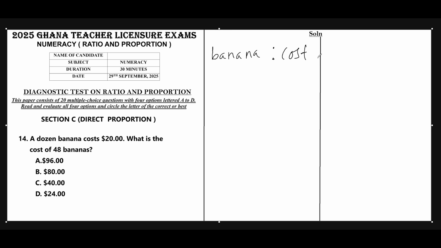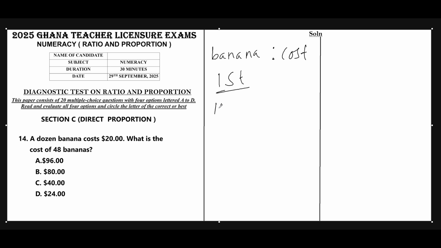So this is a direct proportion. Increase in the number of bananas goes with an increase in its cost, and then a decrease in the number of bananas also represents a decrease in its cost. So that is direct proportion. So let's look at the first situation or the first instance. We have a dozen banana coming at a cost of $20. Remember that dozen represents a set of 12 different items.